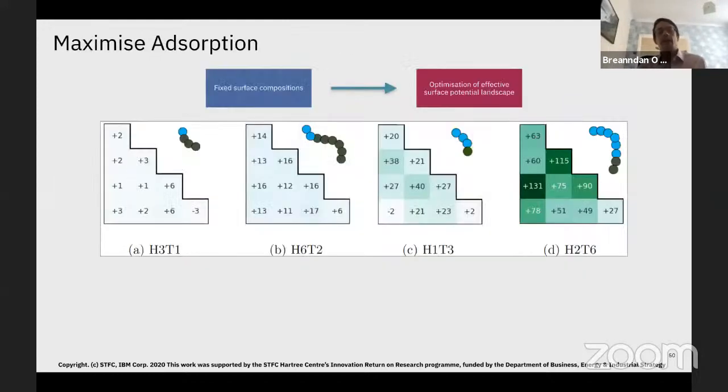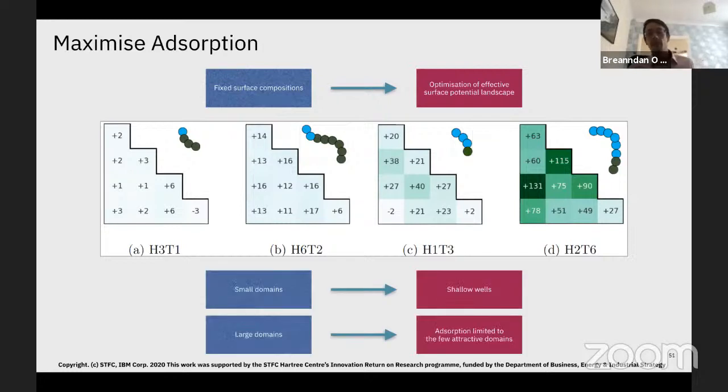So using this information, we can pose a question. Suppose you have the scenario where you have a surface which has a fixed surface composition between two different materials. And the question is, we want to maximize the molecular absorption, but how do we optimize the effective surface potential landscape in order to achieve this objective?